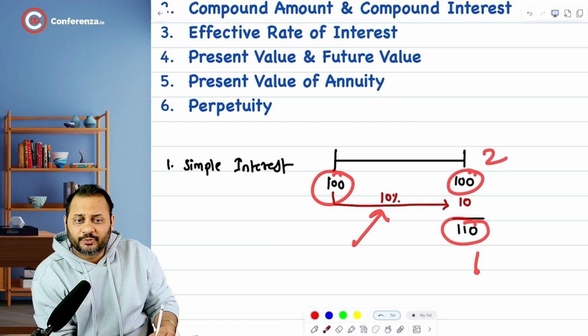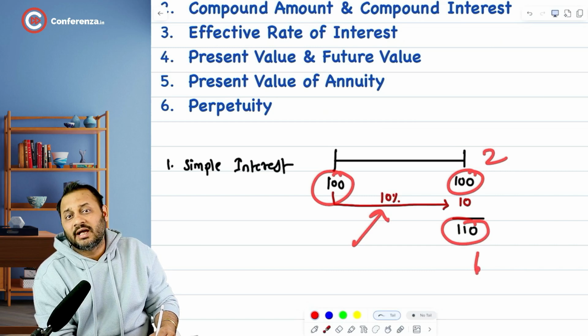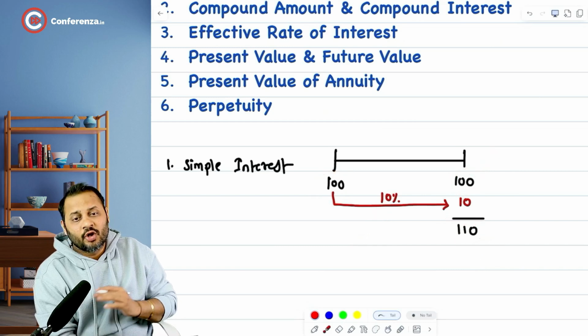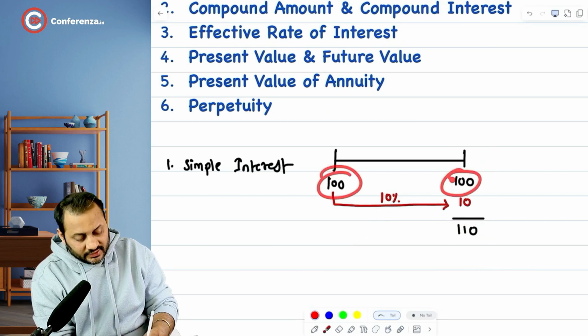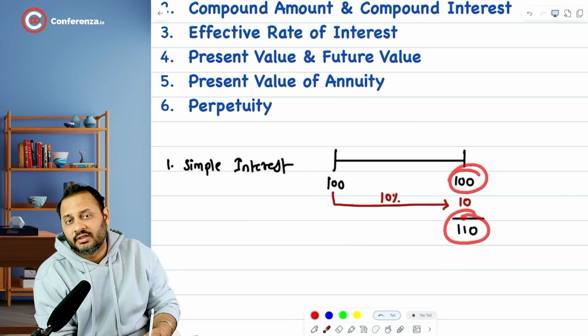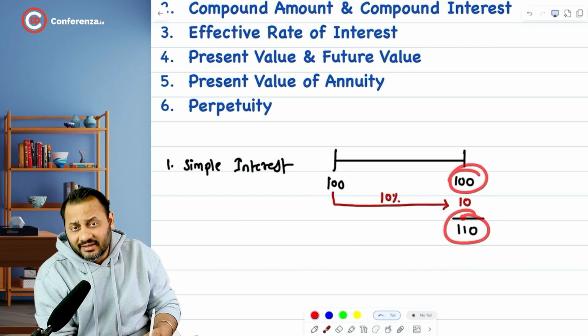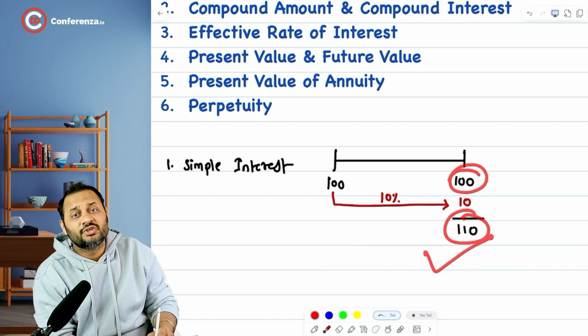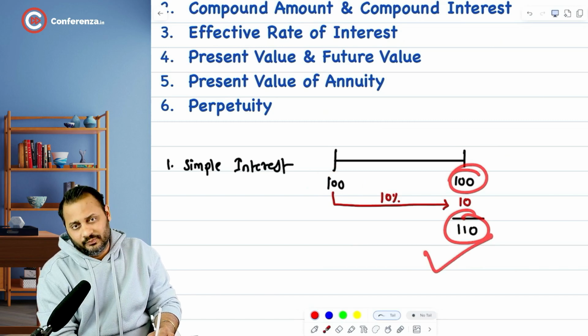This is the result of option 1, 110, and the result of option 2 is 100. You can compare any cash flows, but the timing has to be the same. You cannot compare this 100 with this 100. But you can compare this 100 with this 110 rupees, and we can clearly see that this option is better because it is giving us more money.